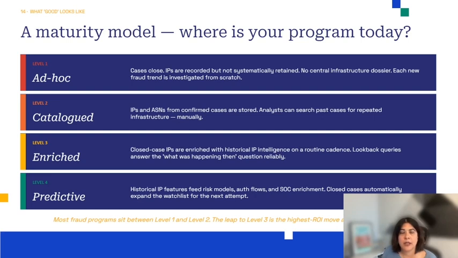So let's talk about maturing the model that you have today. Where is your program today? Just looking at the slide, honestly place your program on it. Level 1 and 2 are where most teams live. IPs get logged, maybe stored, but nothing is systematically enriched or fed back into detection. Every new fraud trend starts from scratch.